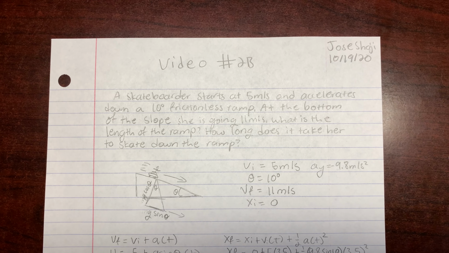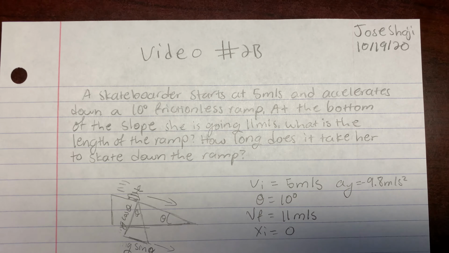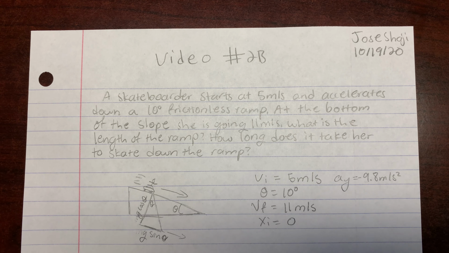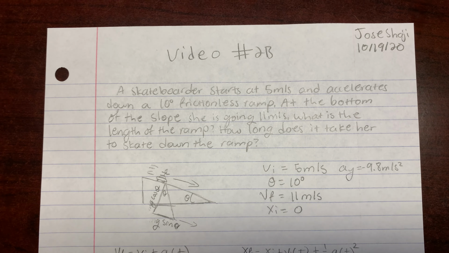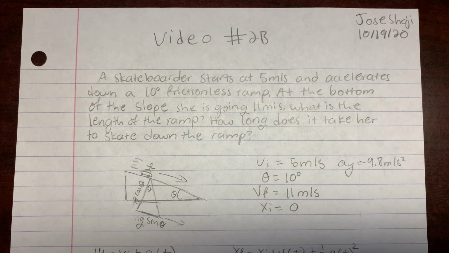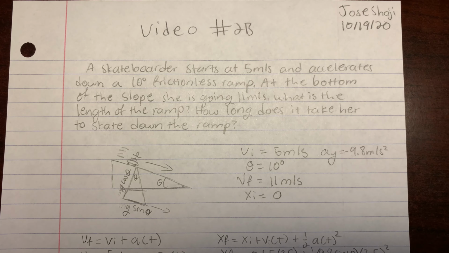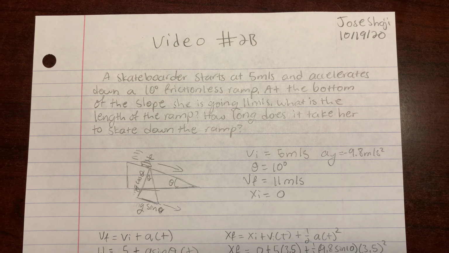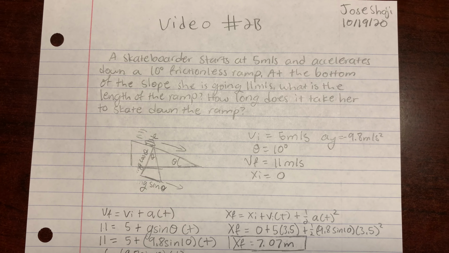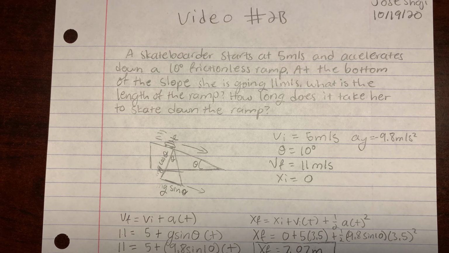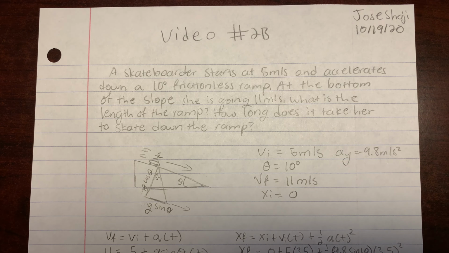I will be explaining number 2b. A skateboarder starts at 5 meters per second and accelerates down a 10-degree frictionless ramp. At the bottom of the slope, she is going 11 meters per second. What is the length of the ramp and how long does it take her to skate down the ramp?